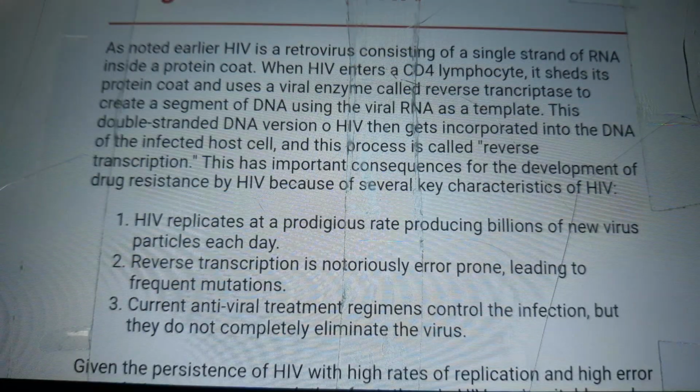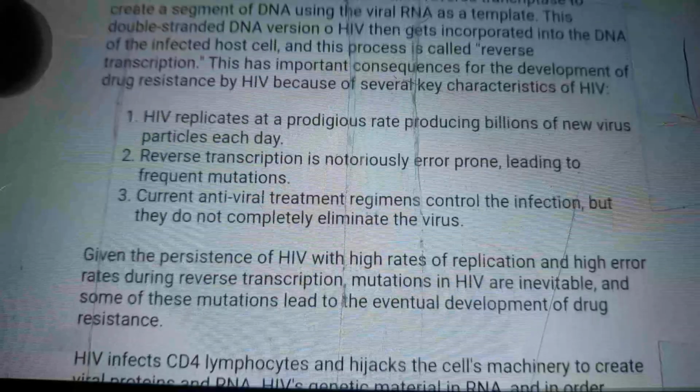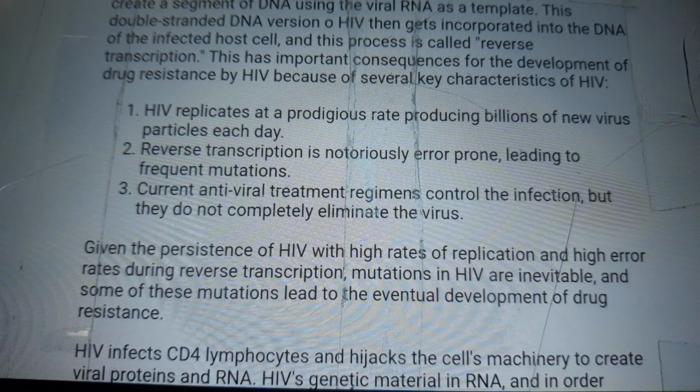Drug resistance and HIV. As noted earlier, HIV is a retrovirus consisting of a single strand of RNA inside a protein coat. When HIV enters a CD4 lymphocyte, it sheds its protein coat and uses a viral enzyme called reverse transcriptase to create a segment of DNA using the viral RNA as a template. This double-stranded DNA version of HIV then gets incorporated into the DNA of the infected host cell, and this process is called reverse transcription.